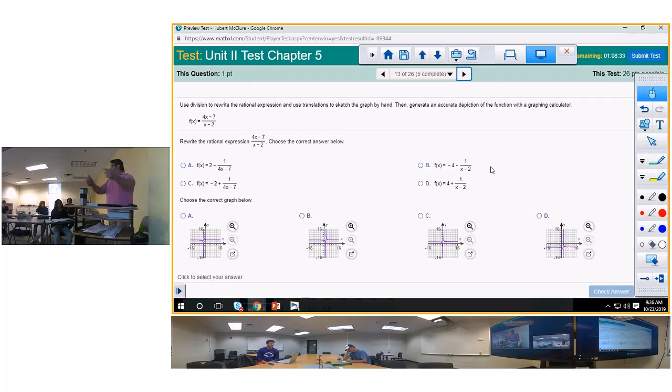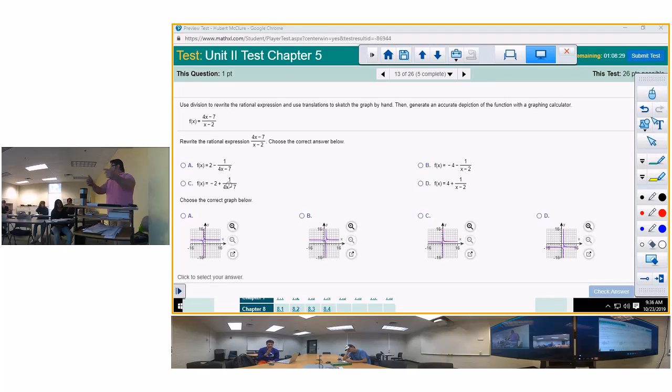All right. What does the direction say here? We went over one of these the other day. Use division. So you might as well quit, right? No. Yes, sir.